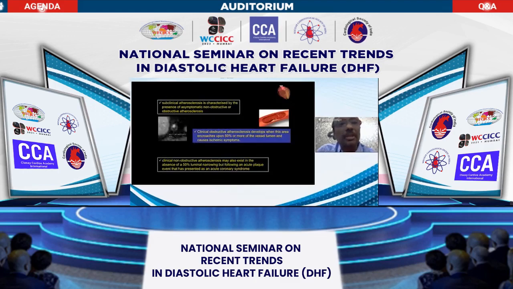As far as the definition goes, subclinical atherosclerosis is characterized by the presence of asymptomatic, non-obstructive, or obstructive but asymptomatic atherosclerosis. Most of the time, clinical obstructive atherosclerosis develops when the area encroaches more than 50% of the vessel lumen or when ischemic symptoms set in. What most of us are bothered about is the clinical non-obstructive atherosclerosis, which is less than 50%, but which has vulnerable plaque morphology or a lipid plaque with a very friable base, which will rupture and cause acute coronary syndrome.